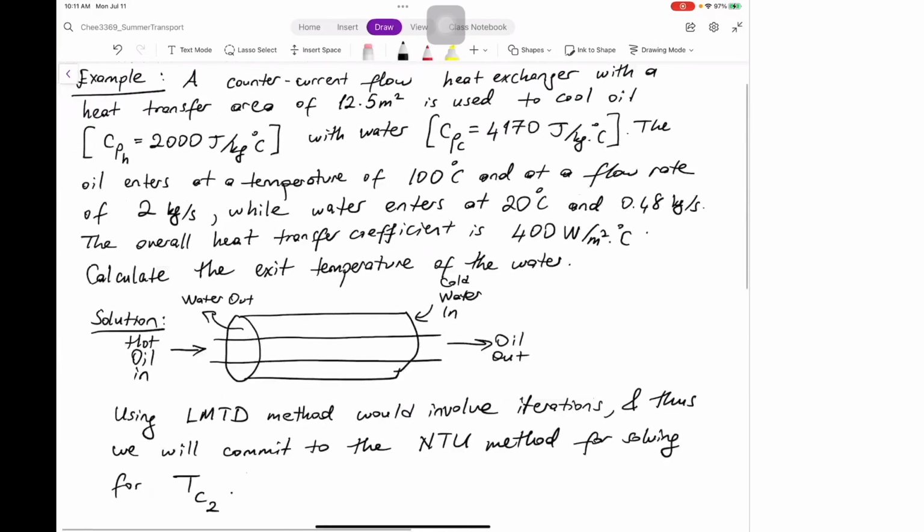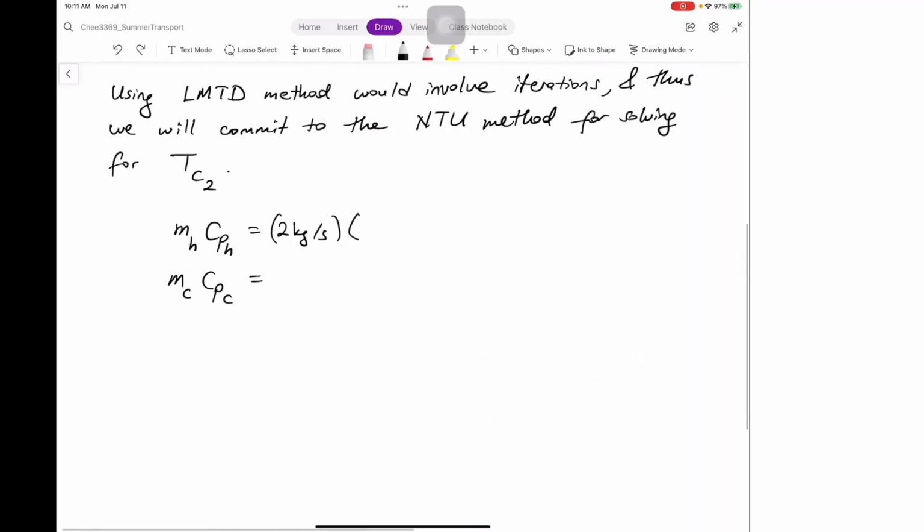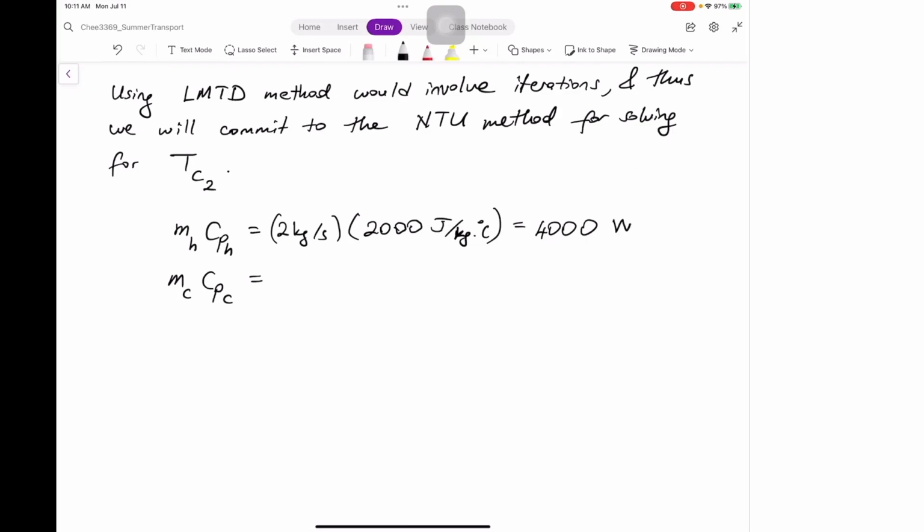CP hot is the hot side heat capacity. It's the oil heat capacity. It's 2000 given. 2000 joules per kilogram centigrade. That's equal to 4,000 watt per centigrade, or watt per Kelvin, doesn't matter. Either way is fine. Joules per second is watts, so you can either write joules per second or watts instead.